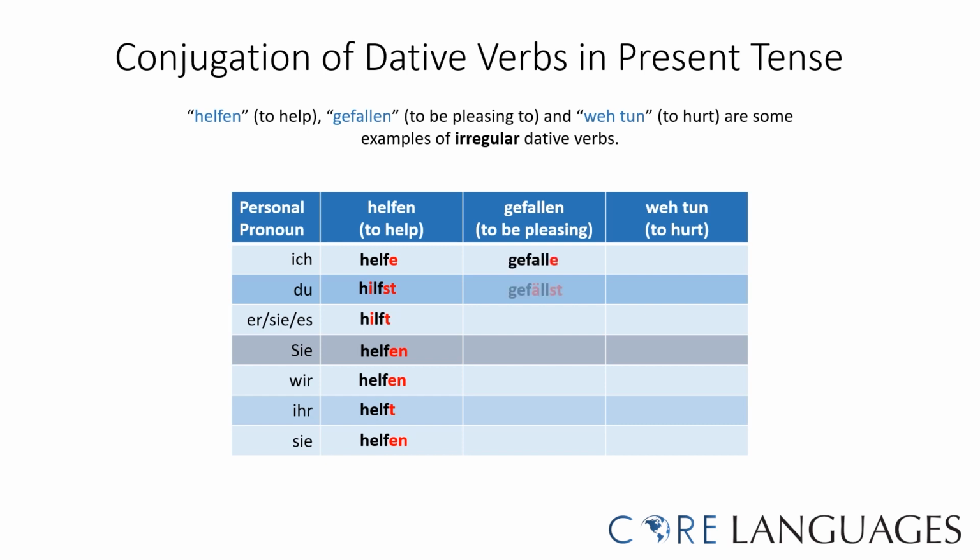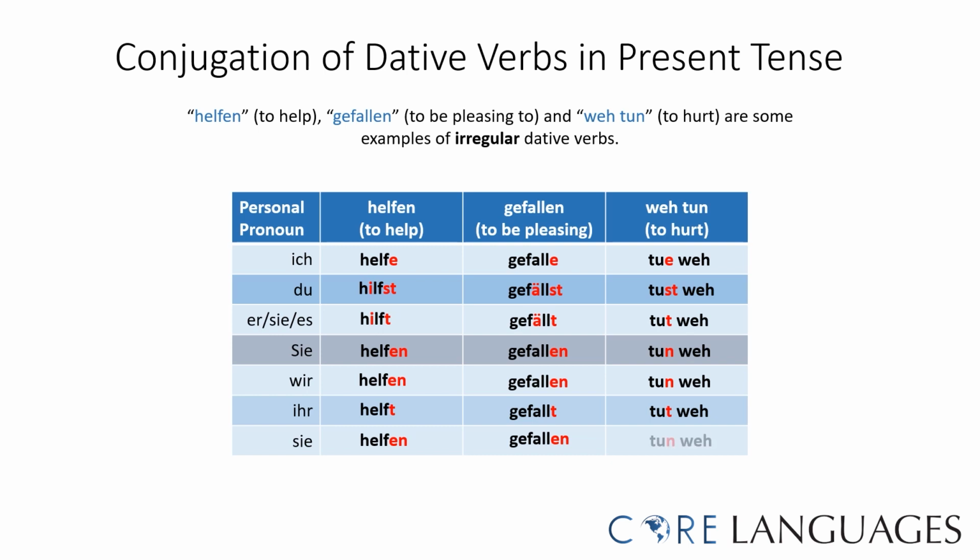Ich gefalle, du gefällst, er/sie/es gefällt. Sie gefallen. Wir gefallen. Ihr gefallt. Sie gefallen. Ich tue weh. Du tust weh. Er, sie, es tut weh. Sie tun weh. Wir tun weh. Ihr tut weh. And sie tun weh.